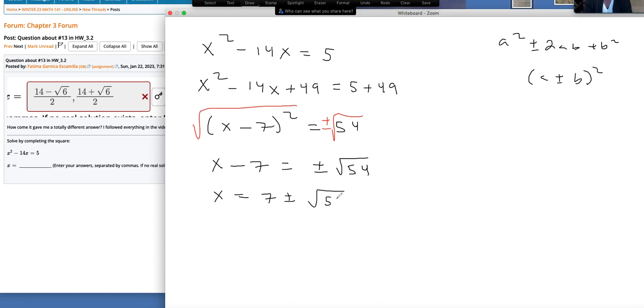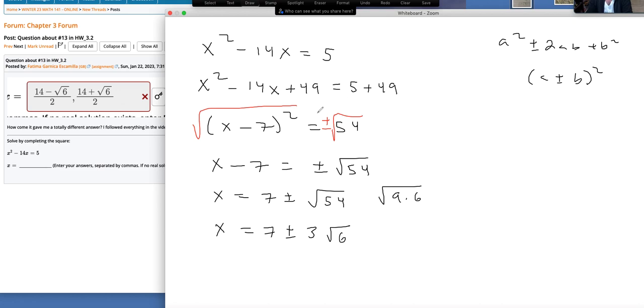And then that's where they stopped. But this 54 here is really 9 times 6, and so we should simplify that 9 out of there. So the proper answer would be square root of 9 would bring out a 3 out front and leave a root 6 on the inside.